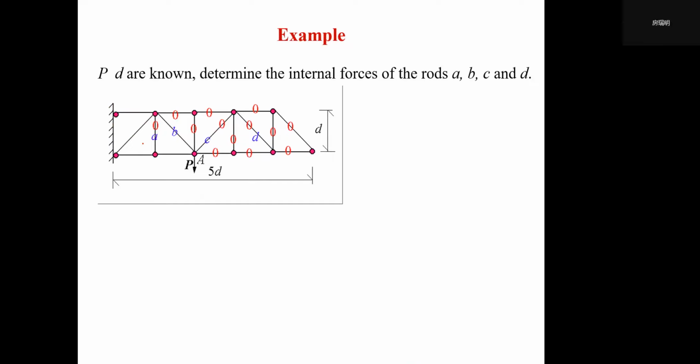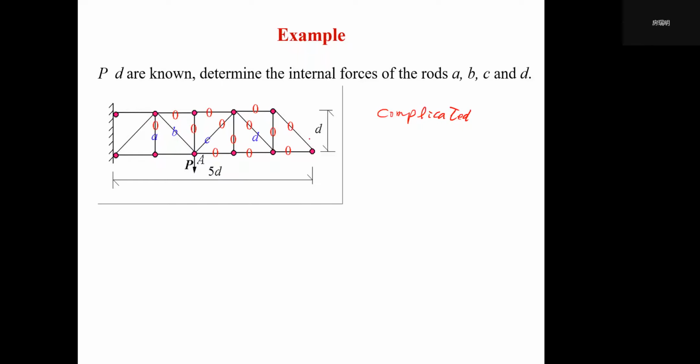So we have a very interesting example. Actually, we can find P is the active force acting at joint A, and D is the vertical distance from this point to this point. Determine the internal forces of rods ABC. So first, a glimpse at this figure. When we just look at this structure, we find it very complicated. But through the three summaries we just mentioned, you can find, actually, from the rightmost knot.